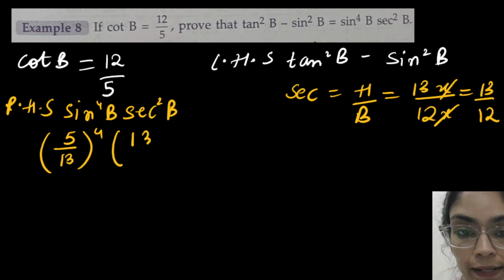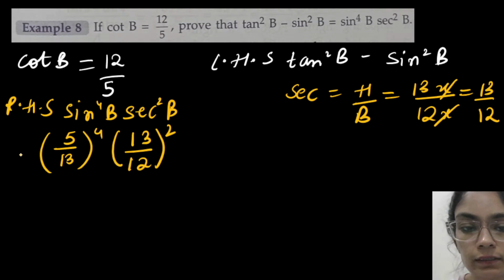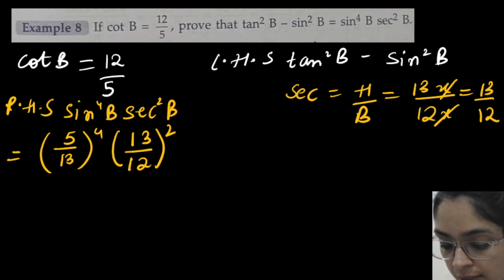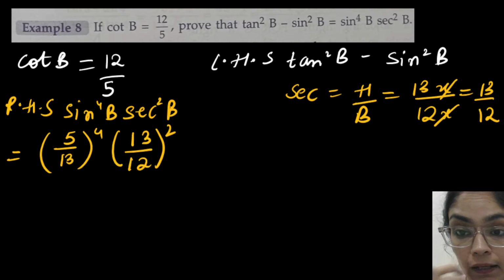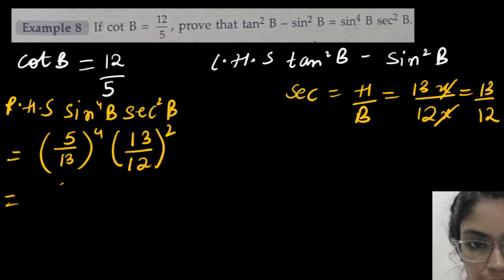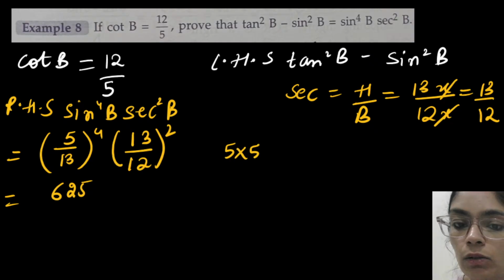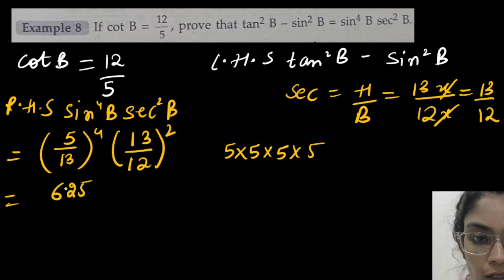So here we can write 13 by 12 whole square. Now we can just simplify this thing. After simplifying, 5 to the power 4 is 625. So here it is 625. 5 to the power 4 means 5 into 5 into 5, 4 times we have to multiply. We'll get here 625. Here 13 to the power 4.